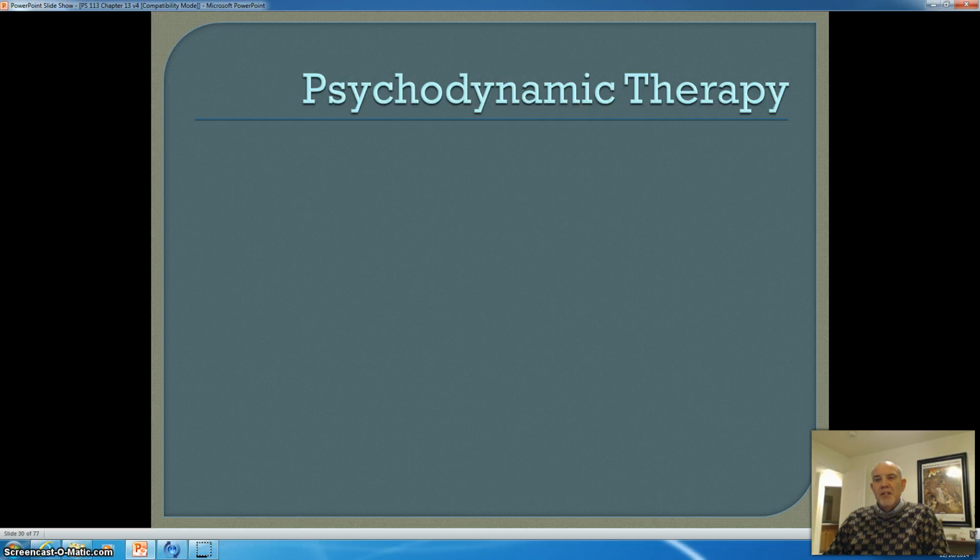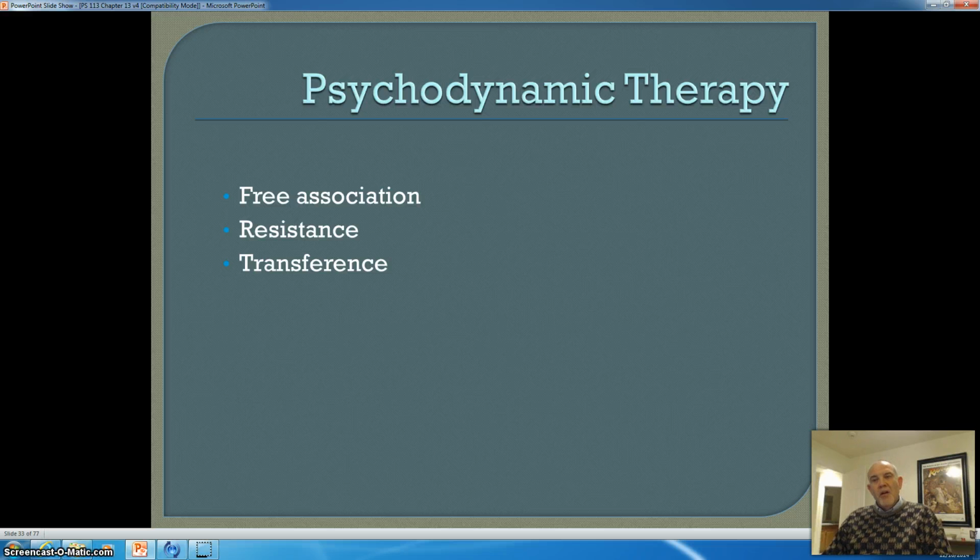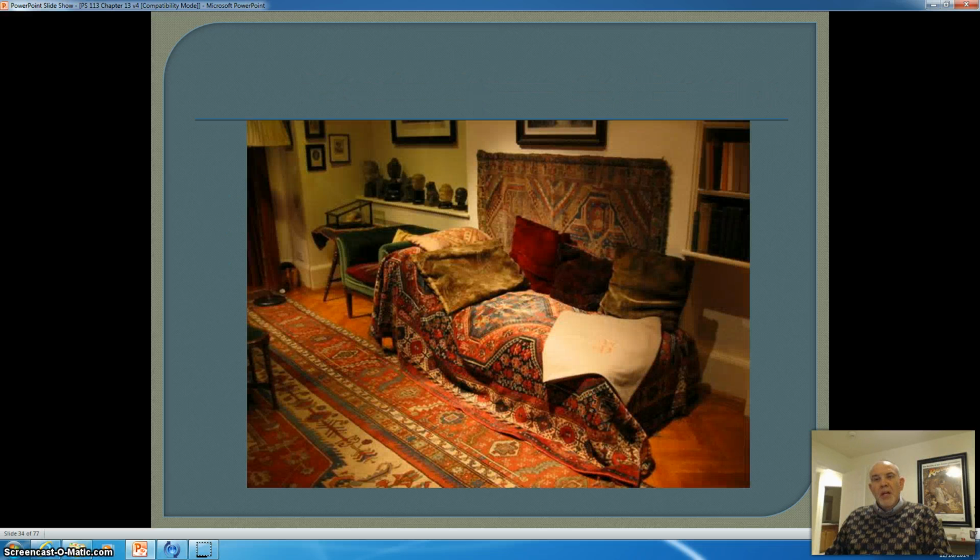Three major ideas are related to psychoanalysis, and these are free association, resistance, and transference. Free association is the cornerstone of psychoanalysis. The patient would come into the office, lay on the couch, and Freud would sit in a chair behind the patient's head. By the way, this is an iconic photo of Freud's consultation room later on after he moved to London, England, and this is the couch and his chair.